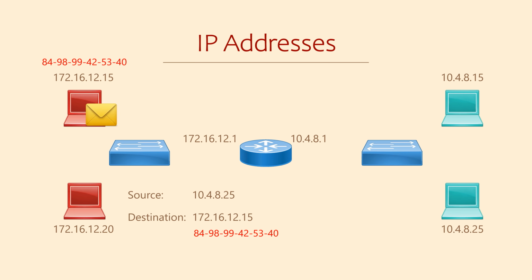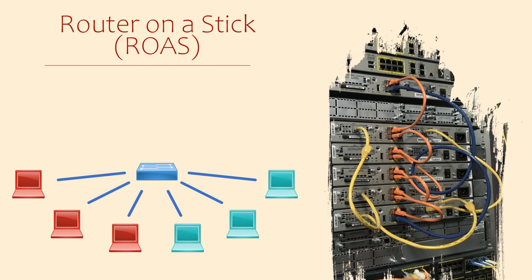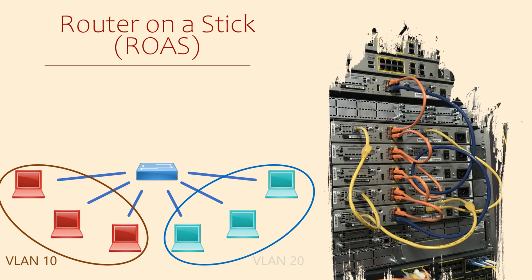So when the router needs to forward the packet on, it simply repeats the process. It uses ARP to get the destination MAC address, encapsulates the packet into a frame, and then sends it. That was a simple topology. A more complicated one might look like this. In this case, we have one switch with a few devices connected. Some are in VLAN 10 and some are in VLAN 20. Even though they are on the same physical switch, they are still separated, and they are in separate VLANs.